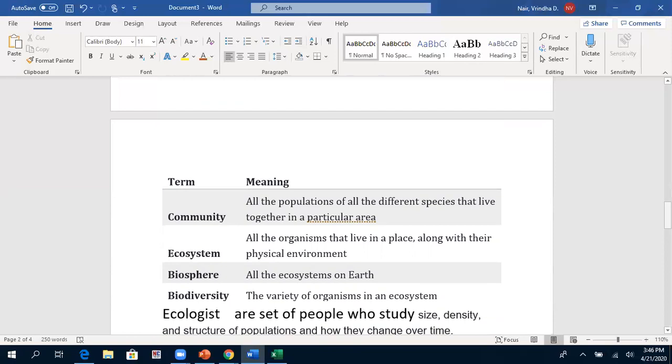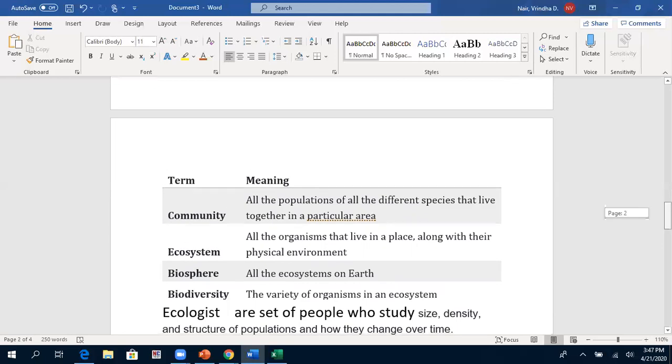What is then an ecosystem? We're telling that we are into the unit of ecosystem. All organisms that live in a place, together with their physical environment, is called an ecosystem. What is a biosphere then? All the ecosystems on the earth are called the biosphere. What is biodiversity? Diversity means different types, right? So a different variety of organisms in an ecosystem is called biodiversity.